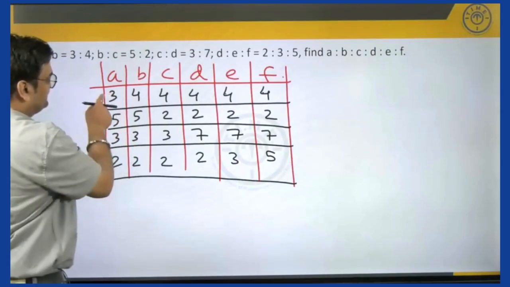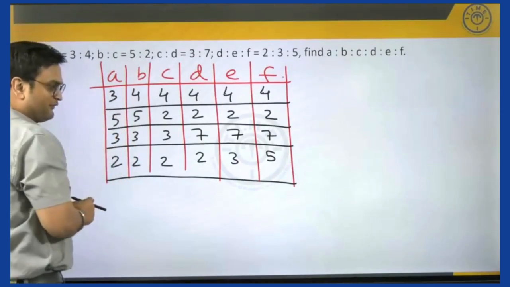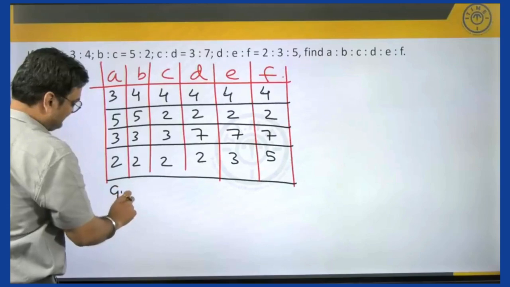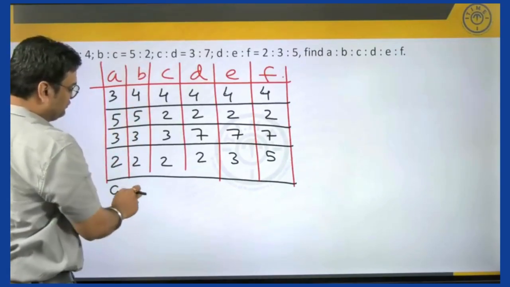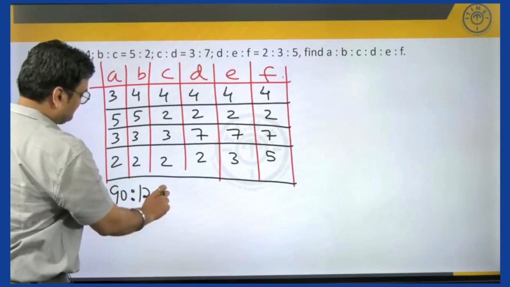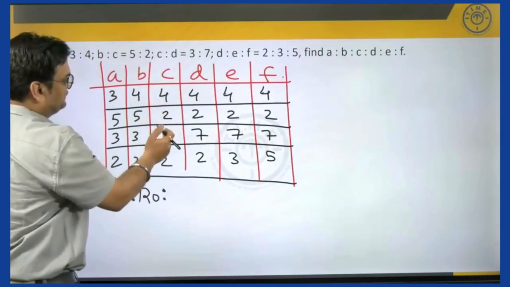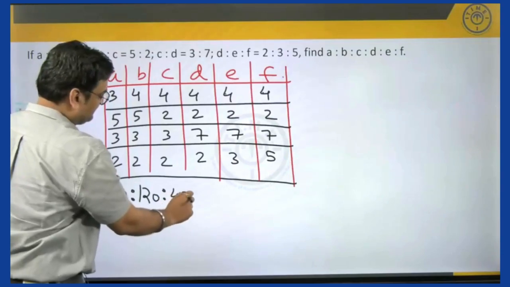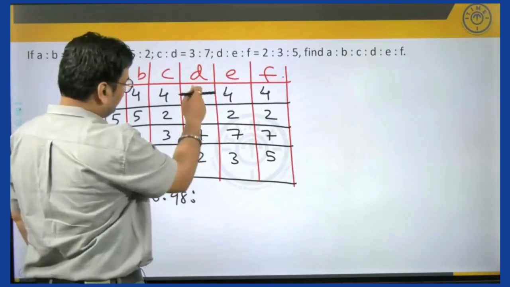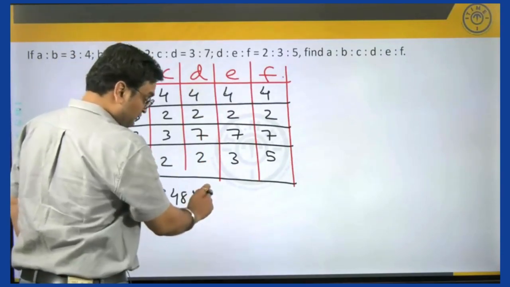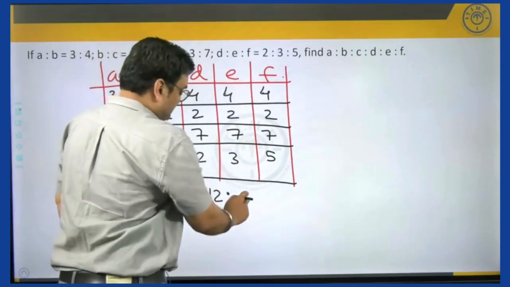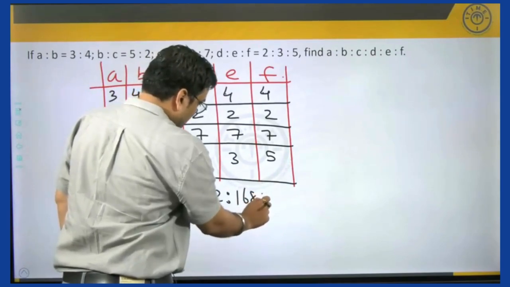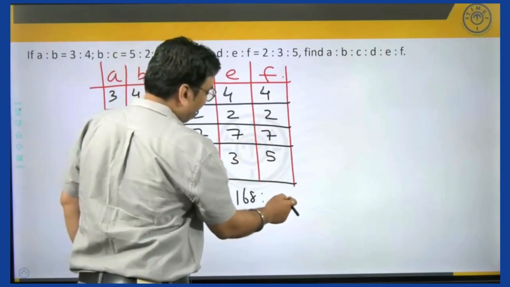So A will be what? 3 into 5, 15, 15 into 3, 45, 45 into 2, 90. B will be 4 into 5, 20, into 3, 60, into 2, 120. 4 into 2, 8, into 3, 24, into 2, 48. 4 into 2, 8, into 7, 56, into 2, 112. 56 into 3, 168. 56 into 5 is 280.